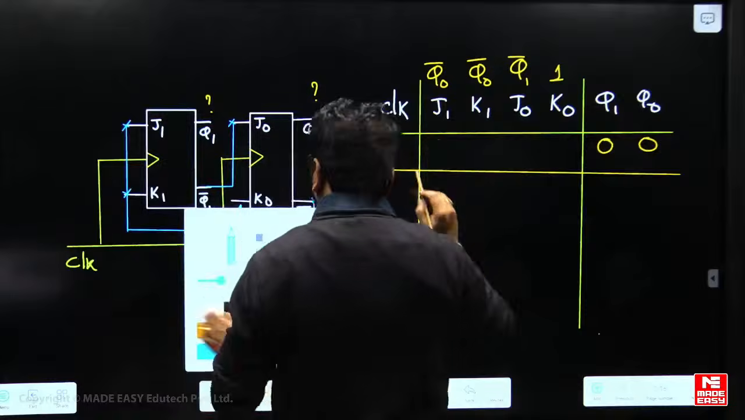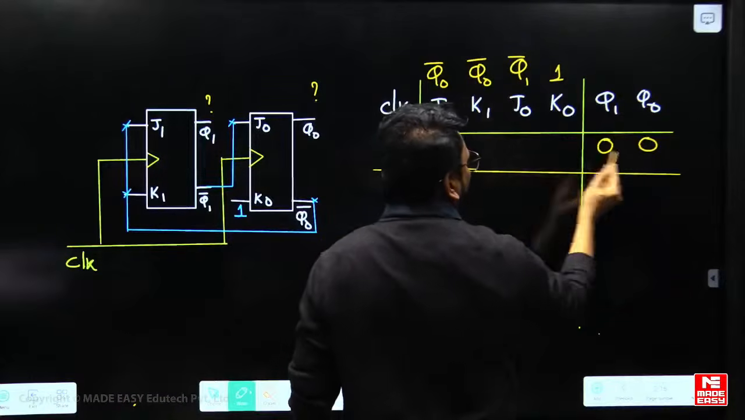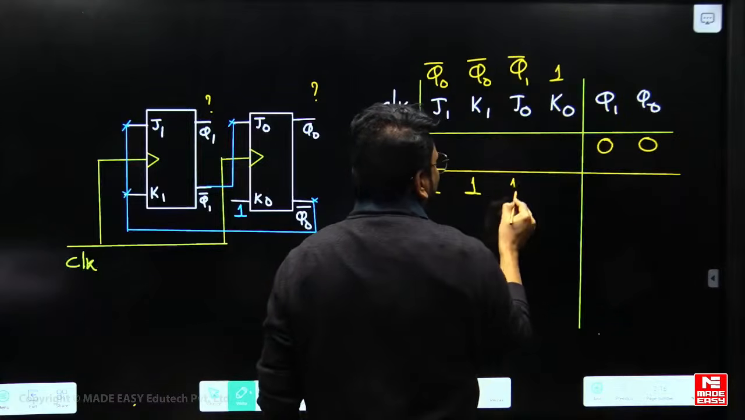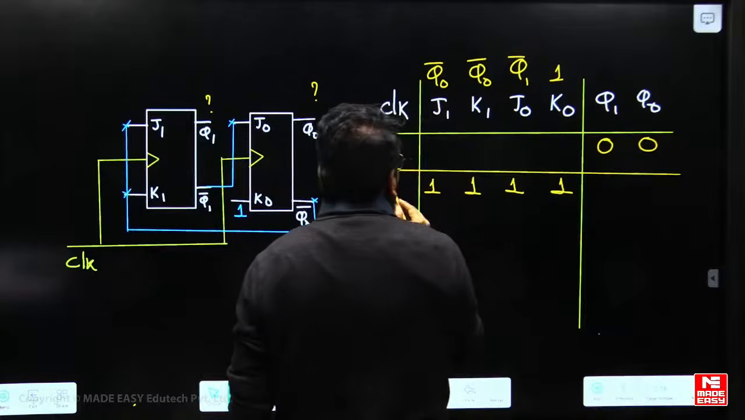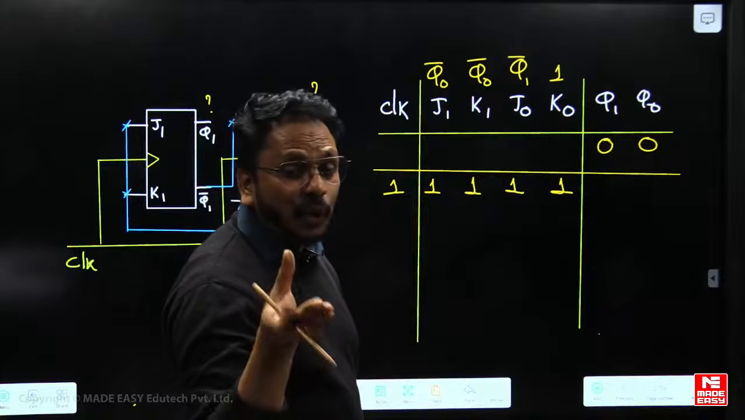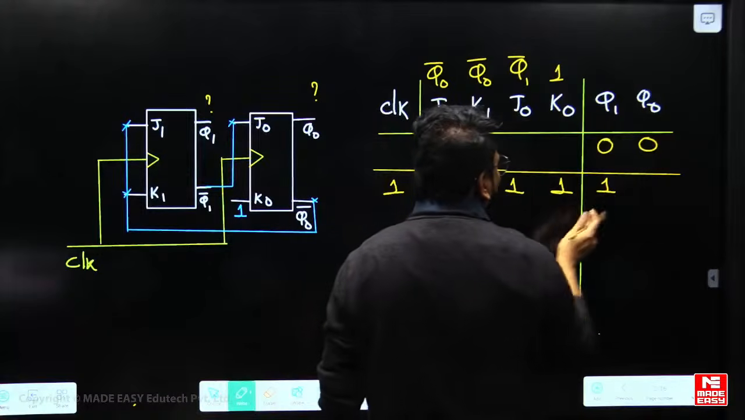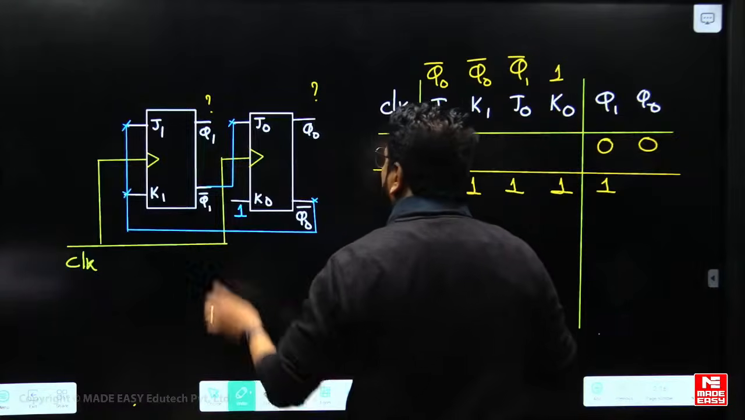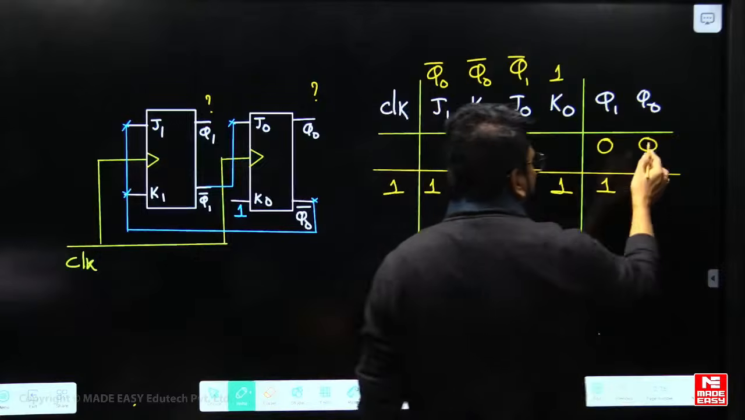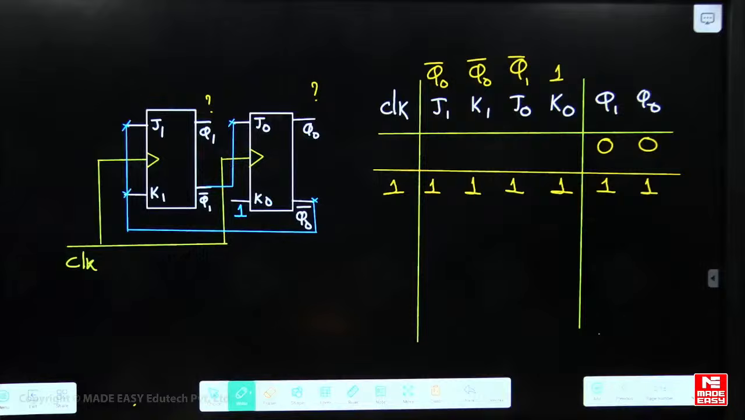Now we have to check this carefully. Q0 bar, 0 bar, is going to be 1. Q1 bar, 0 bar, is going to be 1. So with the first clock, 1, 1 is applied to the JK flip-flop. You know 1, 1 is nothing but the toggle condition, so the previous 0 will change to 1. Here also 1, 1 is applied to the J0, K0 flip-flop, which is also the toggle condition, so the previous 0 changes to 1. Like that we got it.